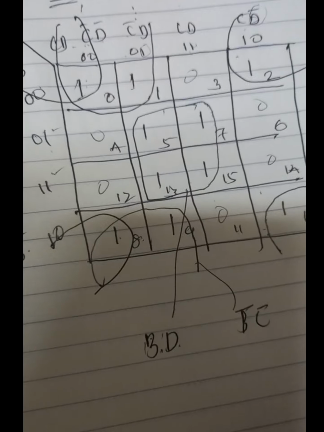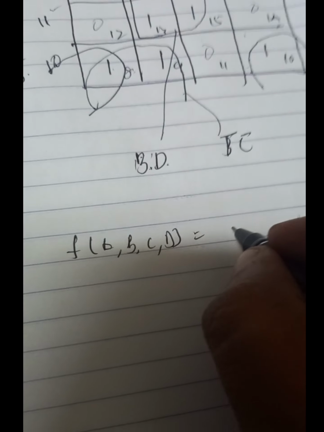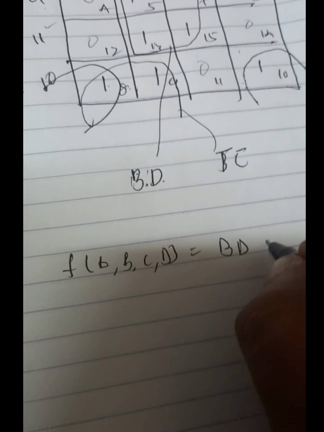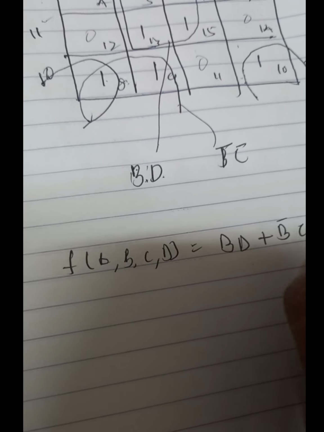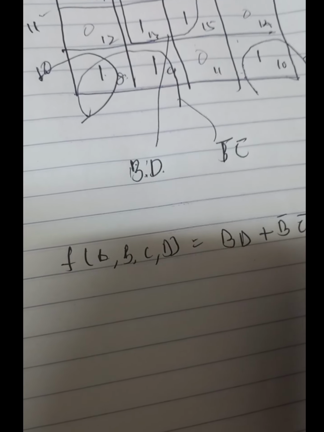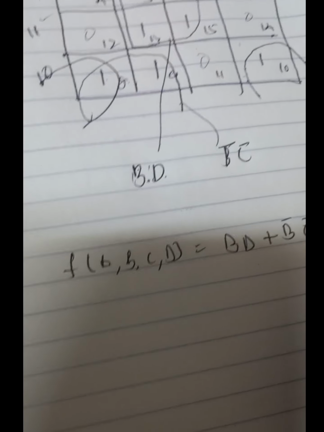C is changing its state from C to C bar. Don't consider this one. Then we'll write the simplified form as what? F of A, B, C and D is equivalent to having BD plus B bar C bar plus B bar D bar. This is the simplified form.